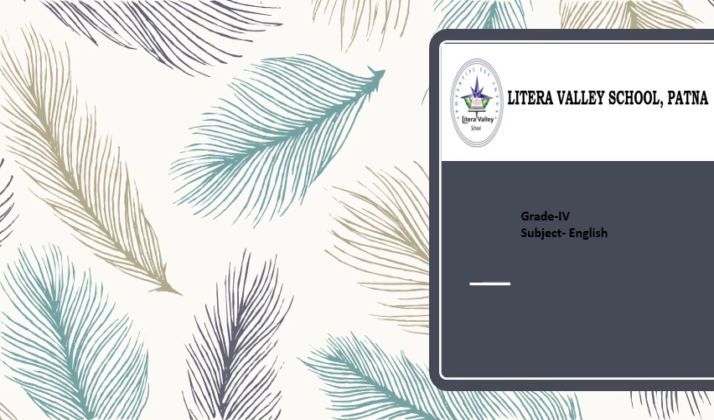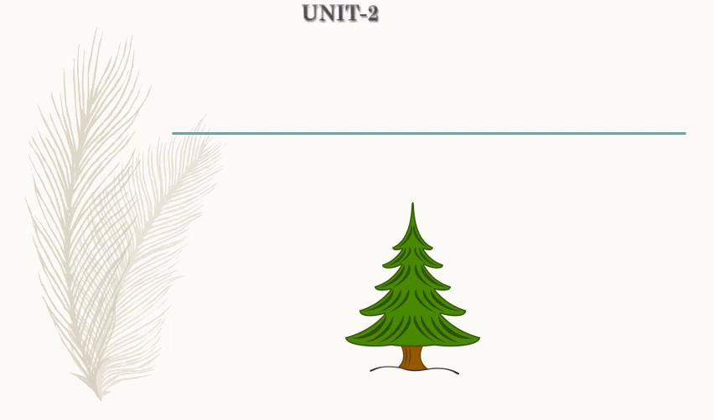I welcome you all to your English class, and this class is an edition of Unit 2 from our Marigold book, that is The Little Fir Tree. Before beginning, I request you all to get ready with your pencil and notebook so that you can jot down some of the important points during the discussion. So without further ado, let's get started. Unit 2, The Little Fir Tree.